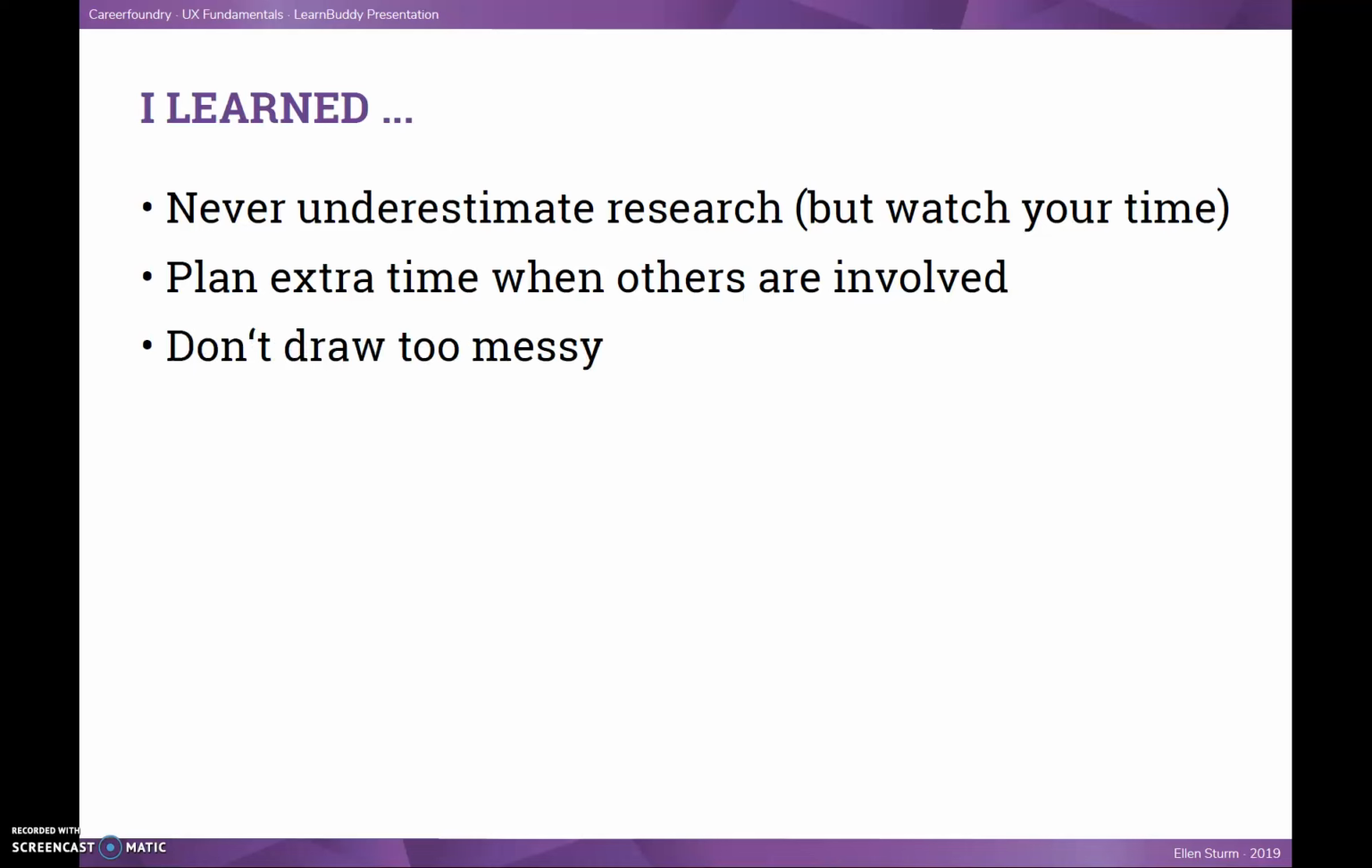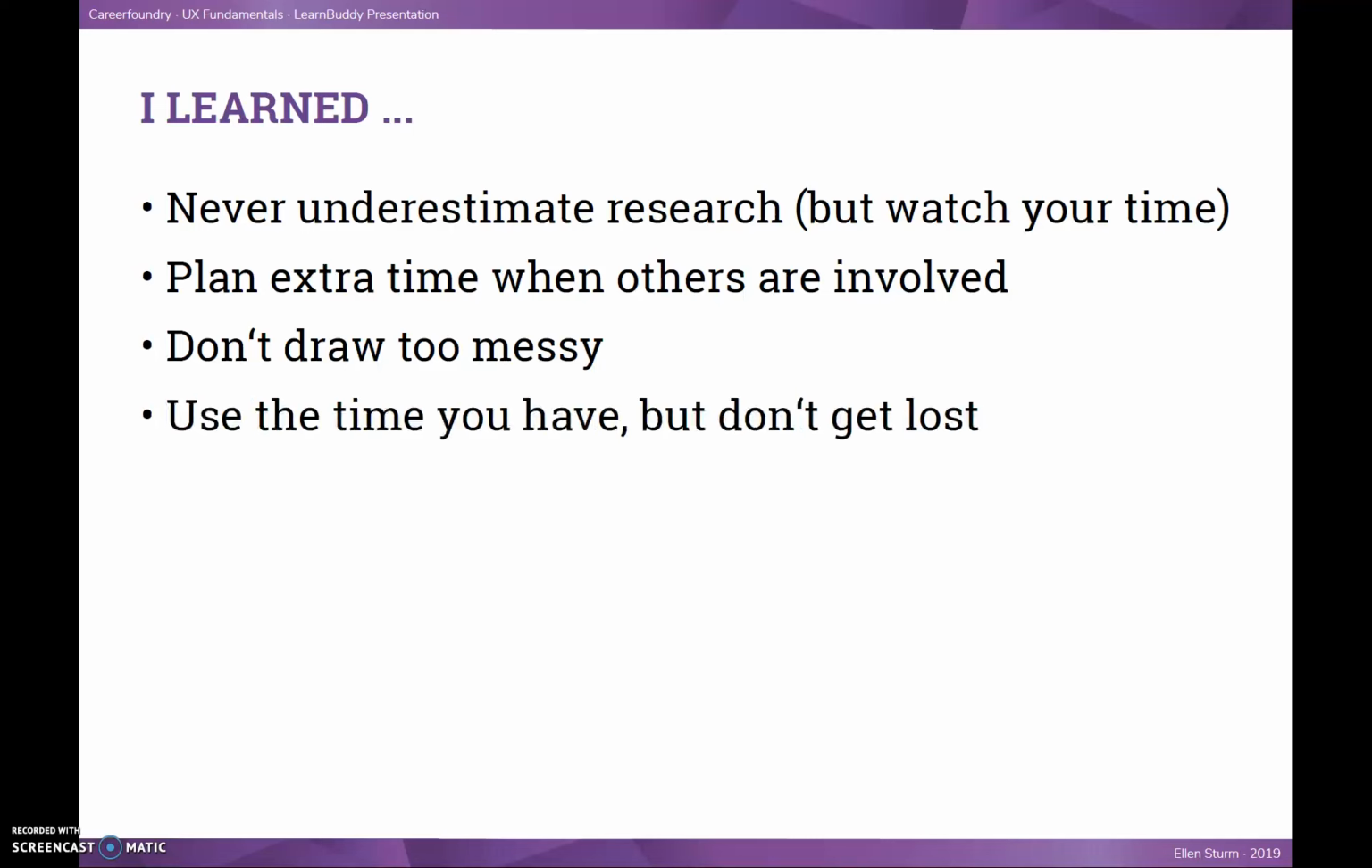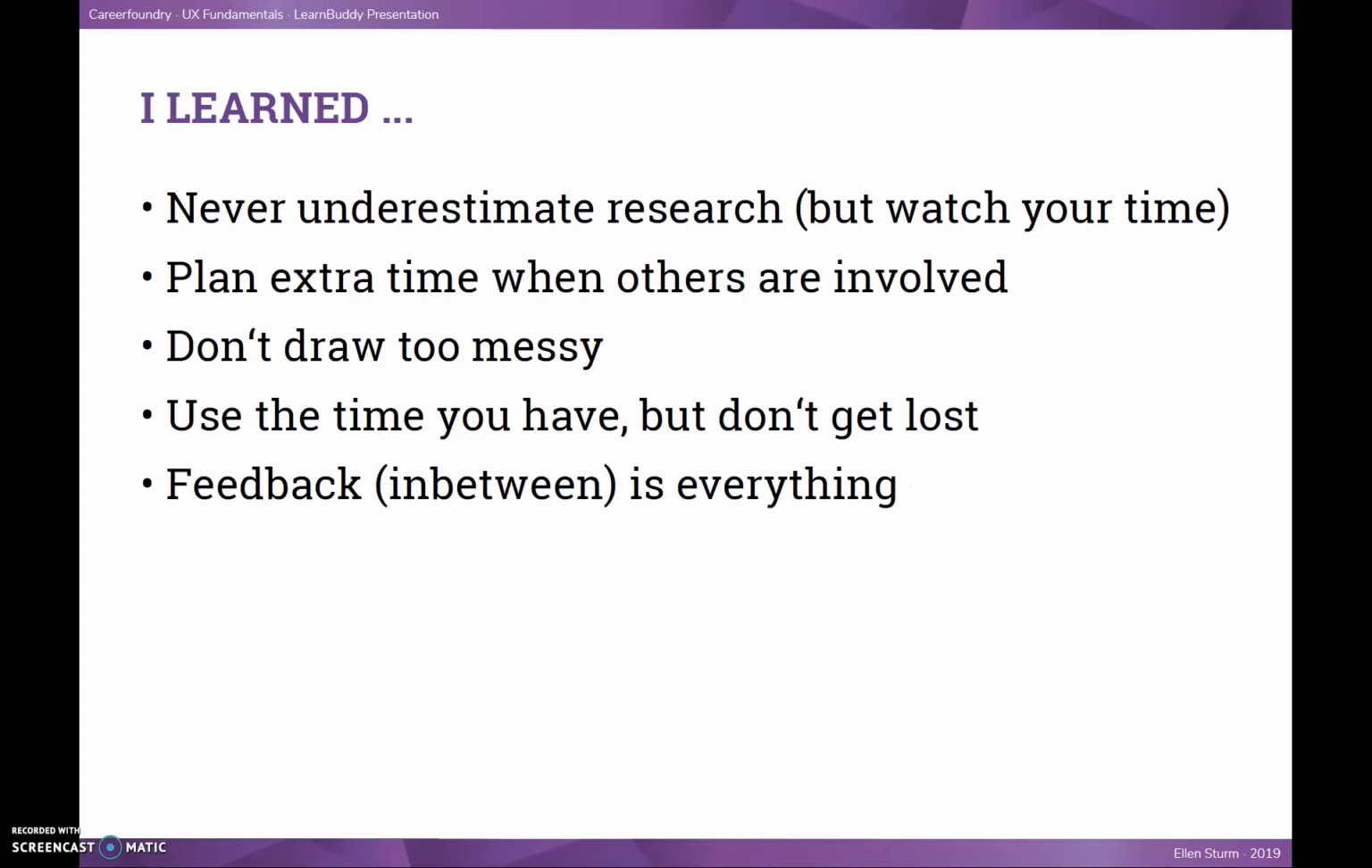Don't draw too messy with your wireframes. Wireframes are meant to be done quickly, but make sure people recognize what an icon means. It will just get confusing when user testing if they can't see what you drew there. Use the time you have again, but don't get lost. Feedback in between is everything. So, like I said, don't get lost. Do stuff, but always ask in between. Don't overdo it and only afterwards find out you have to change stuff.